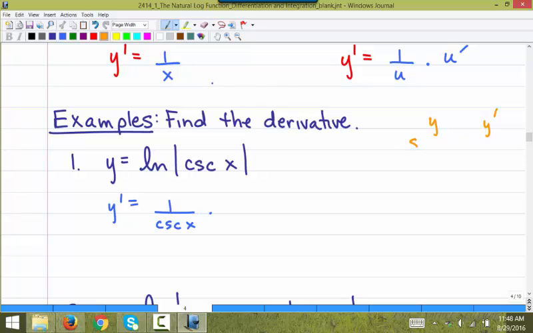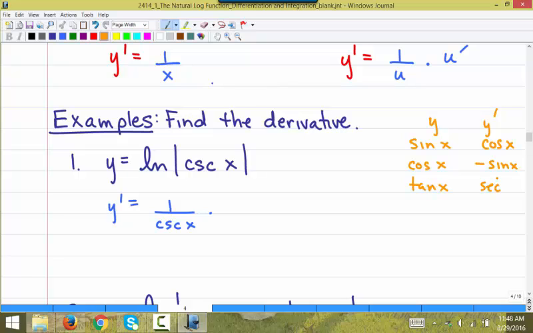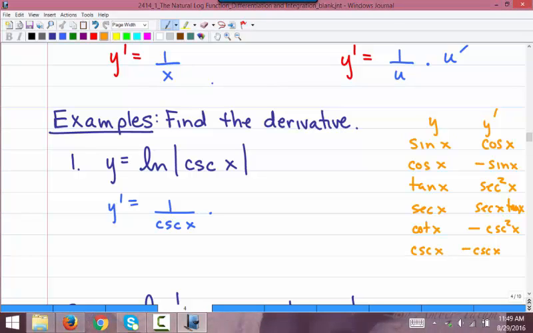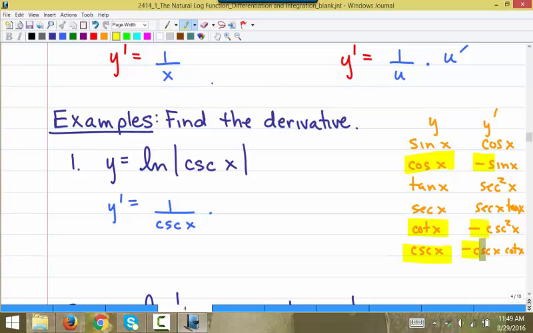Derivative of sine x is cosine x. Derivative of cosine x is negative sine x. Derivative of tangent x is secant squared x. Derivative of secant x is secant x tangent x. Ooh, I ran out of room. Derivative of cotangent x is negative cosecant squared x. And derivative of cosecant x is negative cosecant x cotangent x. Notice everything that has a c, cosine, cotangent, cosecant, when you take the derivative, guess what? You get a negative.